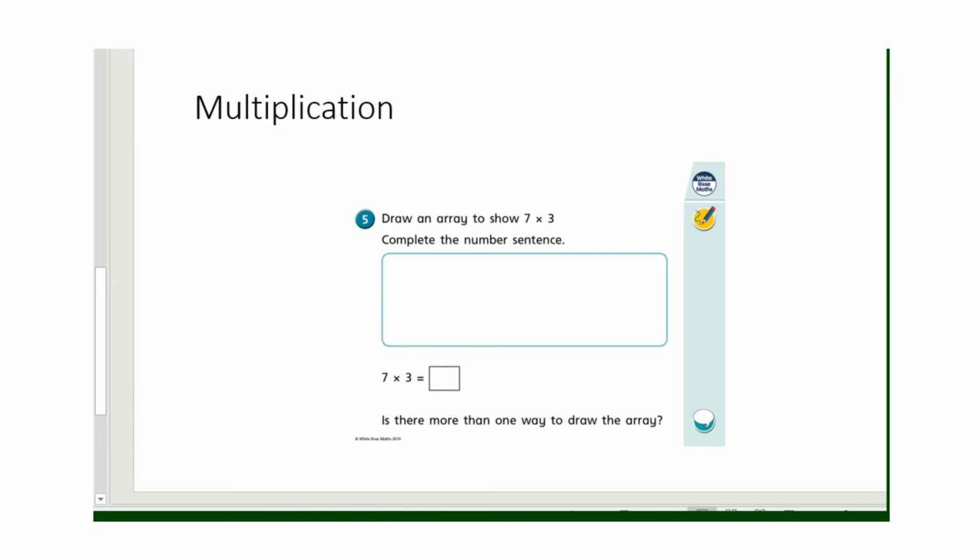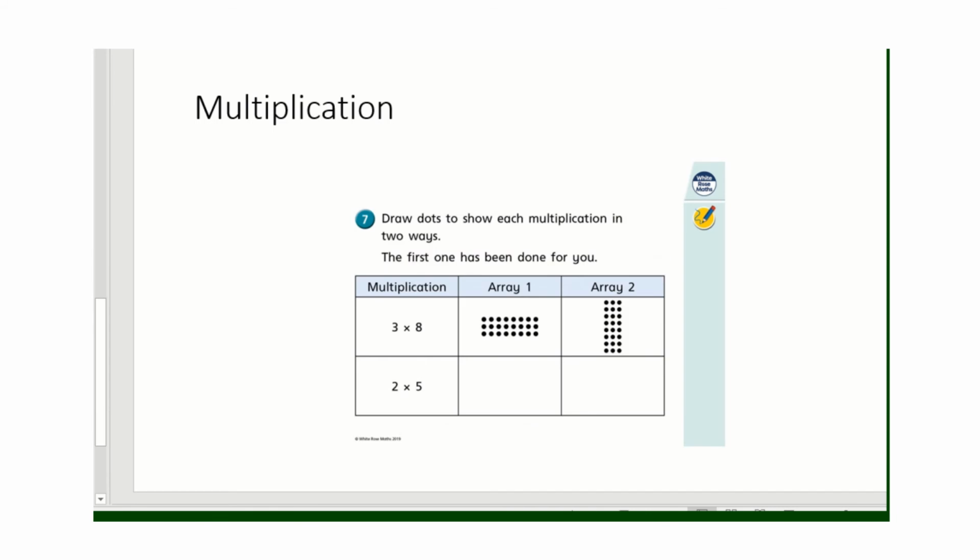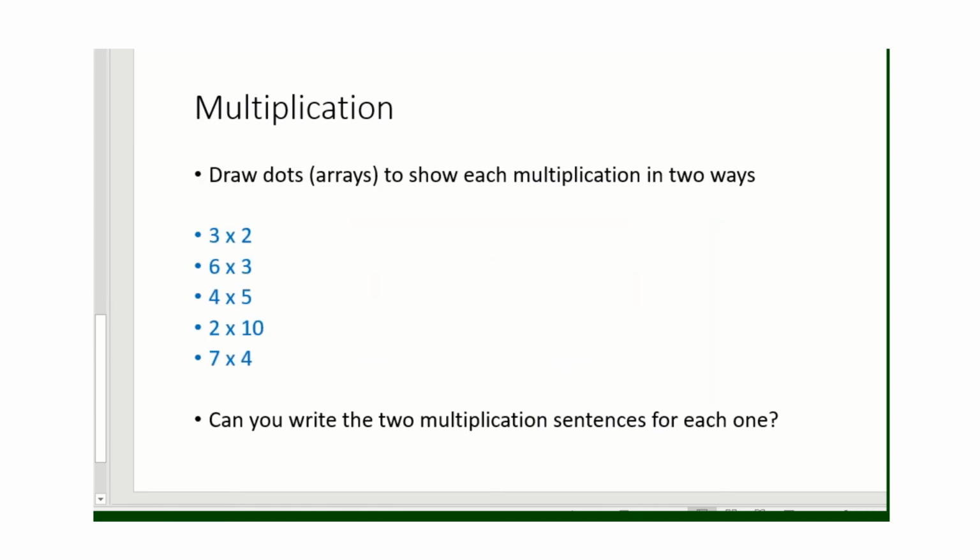But then if you did 3 sevens, you could do it going across, couldn't you? See if you look at this one, look, 3 8s. There's 3 8s going across, but then there's 3 8s going down. I wondered if you could have a go at doing that for 2 times 5. And then I put draw dots, arrays, to show these multiplication in 2 ways. Are you able to write the multiplication sentences for each one?